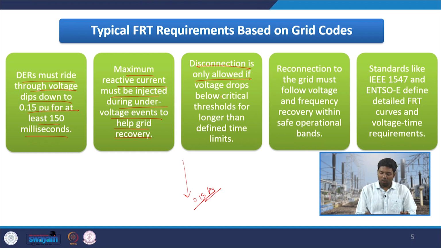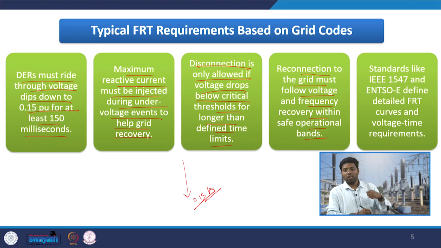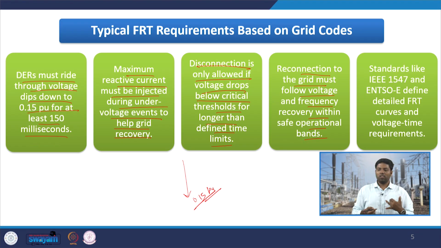Disconnection is only allowed if voltage drops below the critical threshold for longer than the defined time limit, that is, more than 150 milliseconds. Reconnection to the grid must follow voltage and frequency recovery within the safe operational bands. Whenever you connect again, you first have to check whether your inverter output voltage and frequency are synchronized with your grid, or at least within the safe limit. Then you can connect them again.